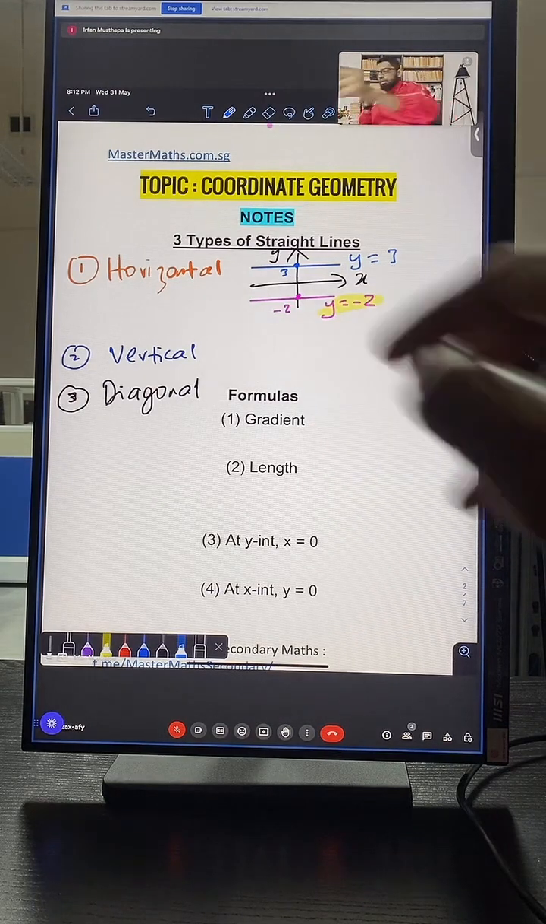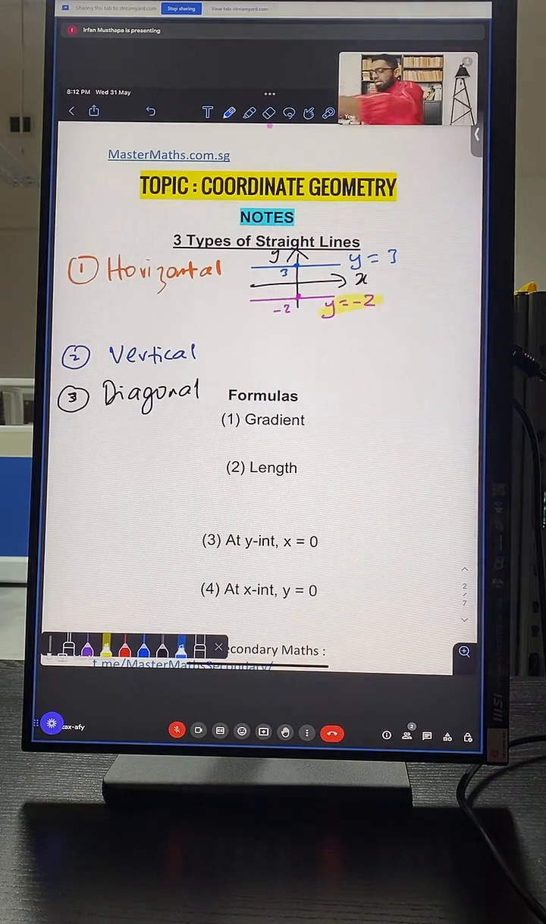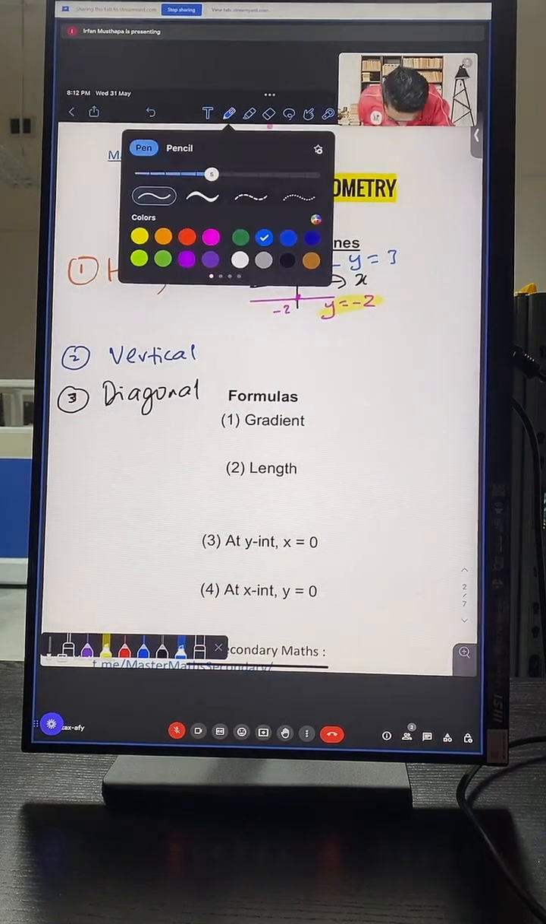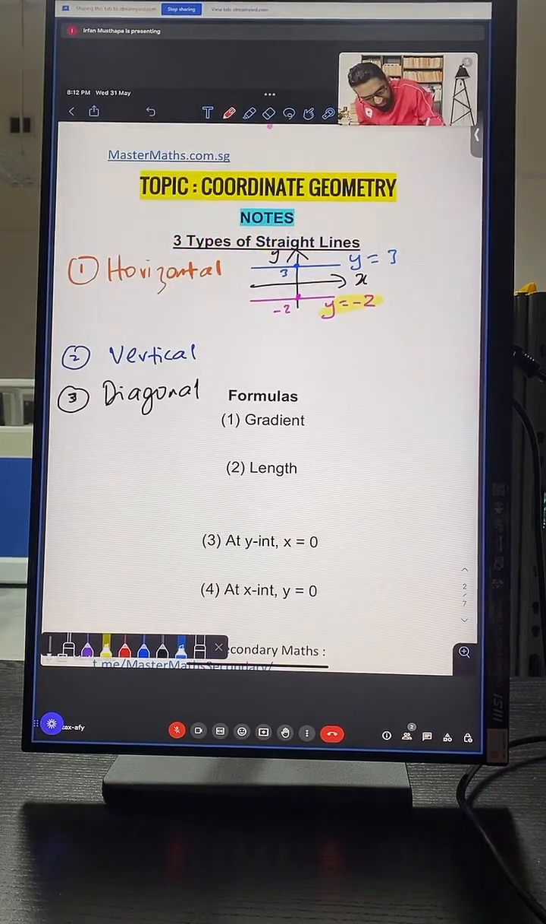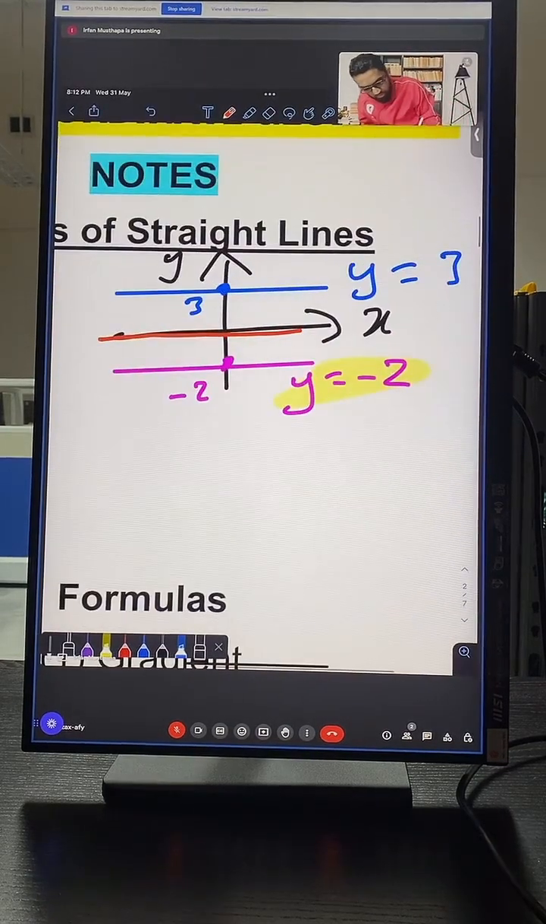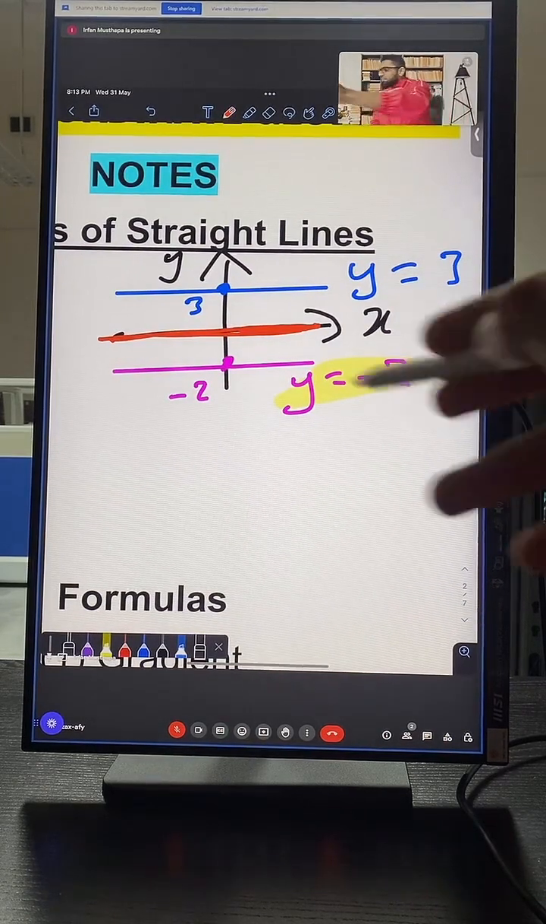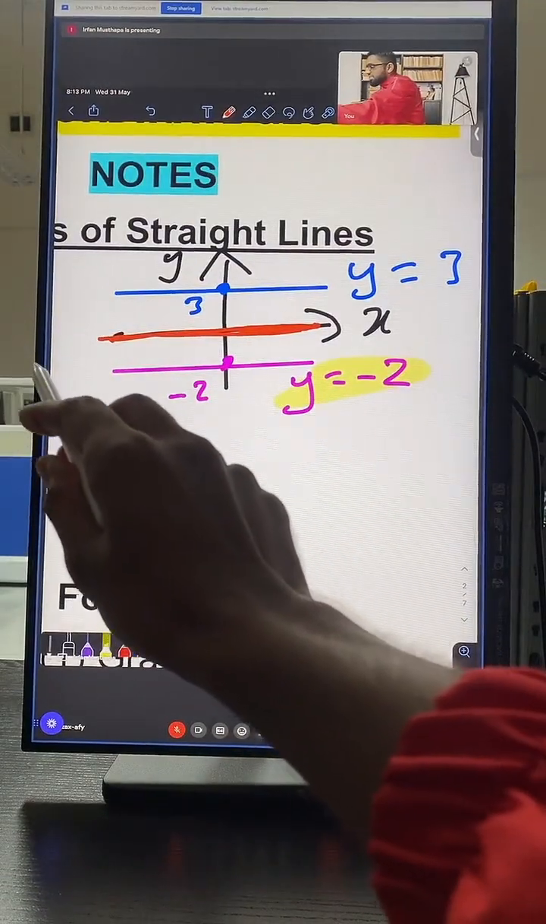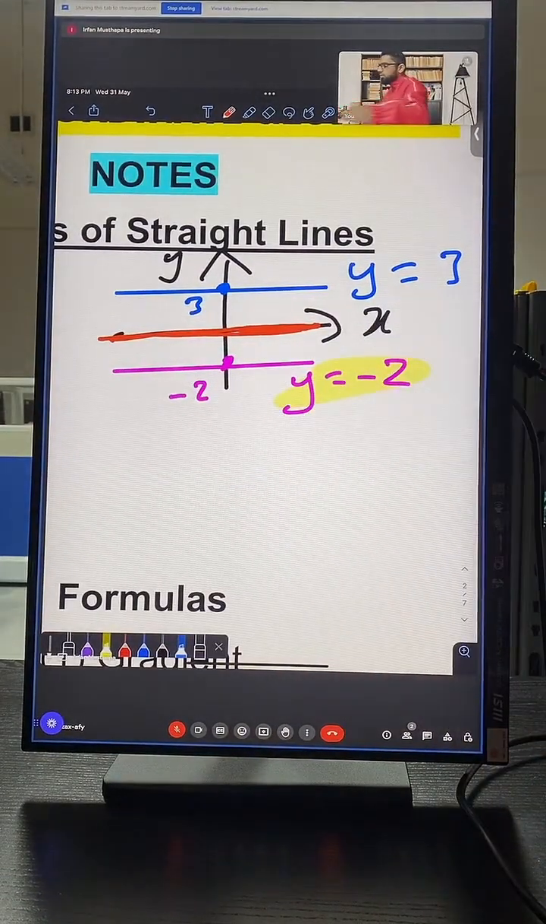Okay? So again, if you have a horizontal line, y equals something. Now, some of you may be asking, coach, what happens if the line is this red line here? Okay, guys, I zoom in for you. What happens if the line is right smack on the x-axis? Oh my gosh.